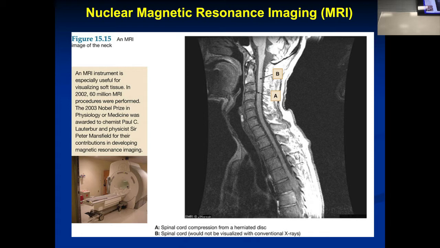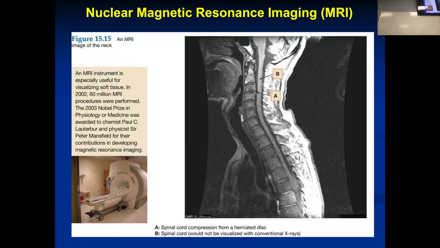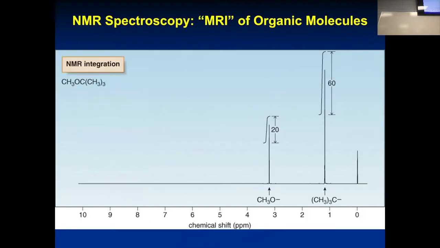People who are typically a bit claustrophobic will have a problem with MRI because you're in a controlled, confined space, and it does create a little bit of anxiety. Now, chemists have been using the equivalent of what's called MRI in the lab for over 60 years now, I think. And that's what NMR is. NMR is the MRI of organic molecules. But instead of getting pretty little pictures like this, we get what we call spectra that look something like this.